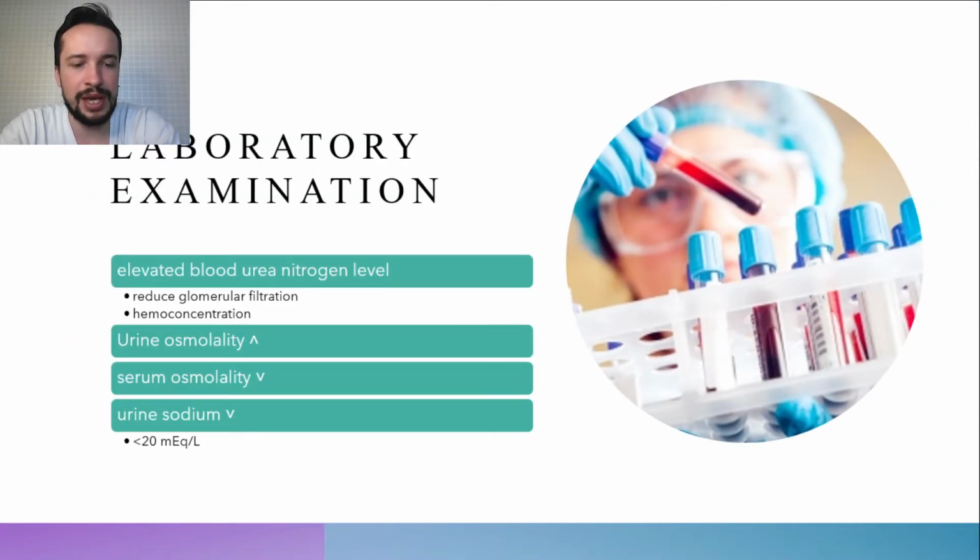Laboratory examination may reveal an elevated blood urea nitrogen level if the deficit is severe enough to reduce glomerular filtration, and hemoconcentration. Urine osmolarity usually will be higher than serum osmolarity, and urine sodium will be low, typically less than 20 milliequivalents per liter. Serum sodium concentration does not necessarily reflect volume status and therefore may be high, normal, or low when a volume deficit is present.